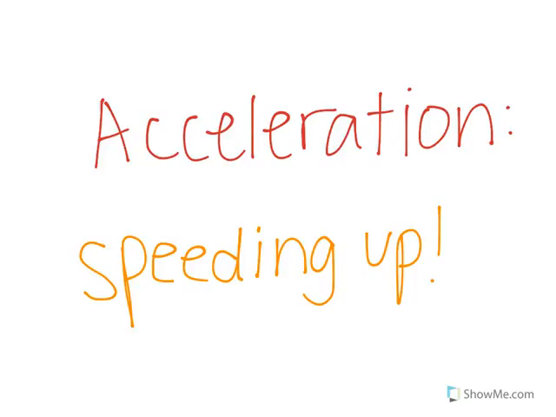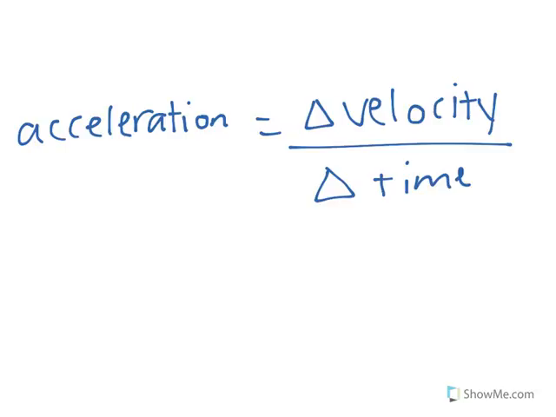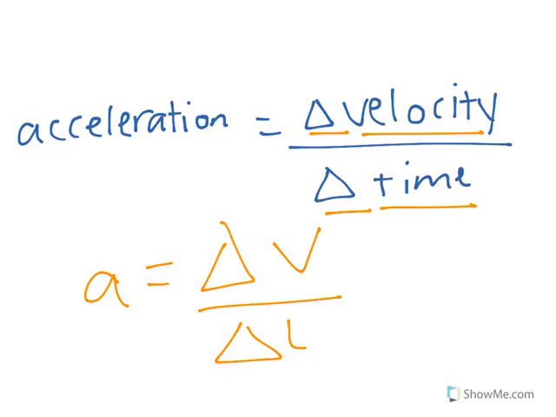Physicists call speeding up, that is, increasing speed or velocity, acceleration. As speed and velocity measure change in position per unit time, acceleration measures change in velocity per unit time. The equation for acceleration looks like this: delta velocity over delta time, or A equals delta V over delta T. Thus, acceleration is also a rate with respect to time.